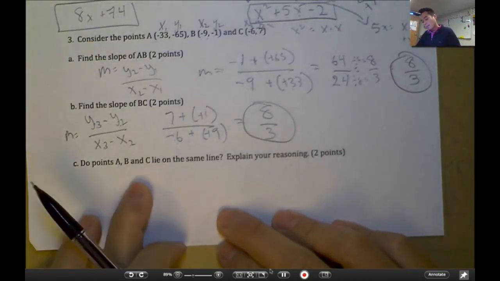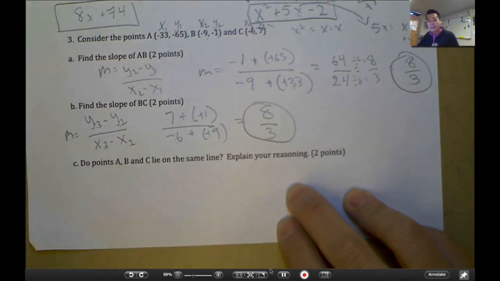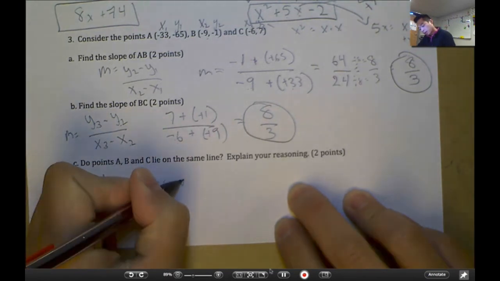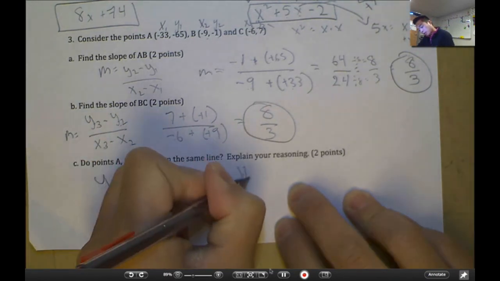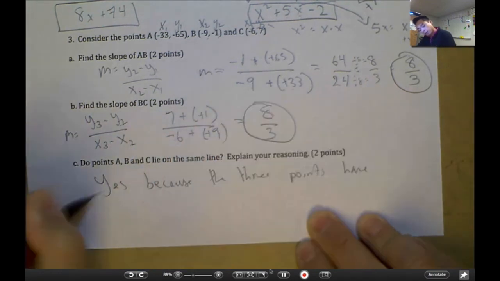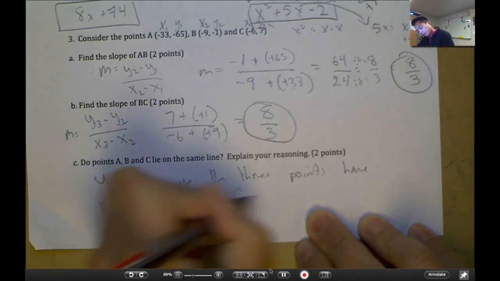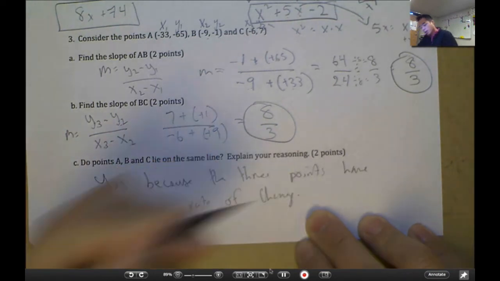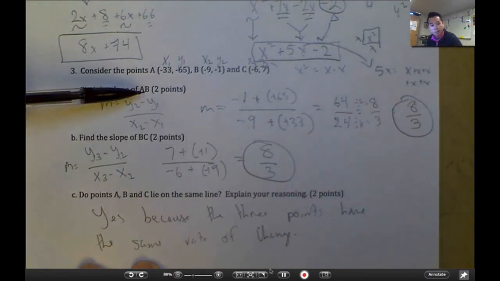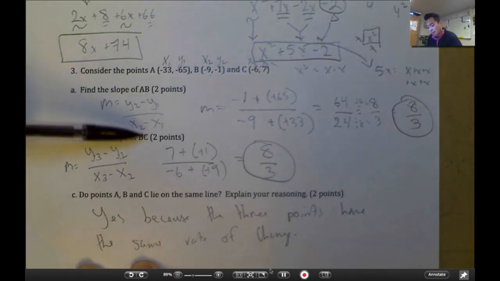And then, do points A, B, C lie on the same line? Because they have the same slope, they have the same rate of change. So yes, because the 3 points have the same rate of change. A quick way to check this also: I've had you find the slope between A and B, and then B and C. Well, you can definitely find the slope between A and C. Let's do that real quick.